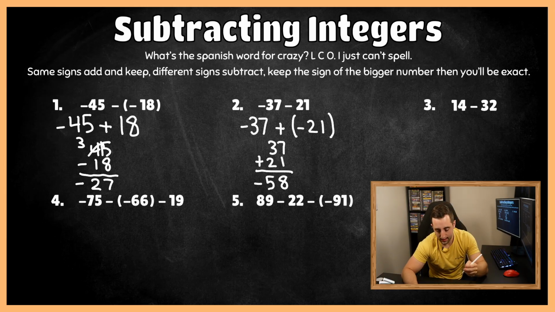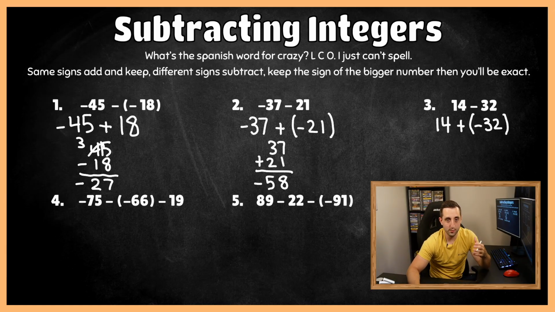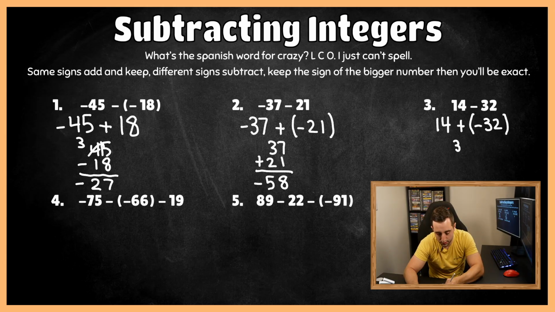And now let's take a look at number 3. Again, we have a subtracting integers question, so let's use loco to fix that. We have 14, leave alone, change subtraction to addition, and 32 turns to the opposite, which is now negative 32. Now we're using our addition rule. Same signs add and keep, different signs subtract. Keep the sign of the bigger number, then you'll be exact. They're different signs, so we're going to subtract here. We have 32 minus 14. 2 minus 4 you can't do, so let's borrow.